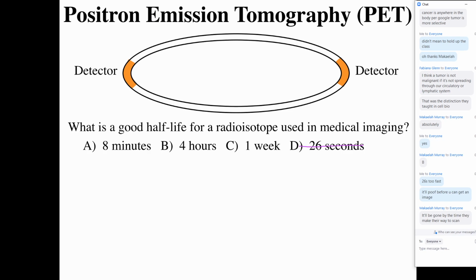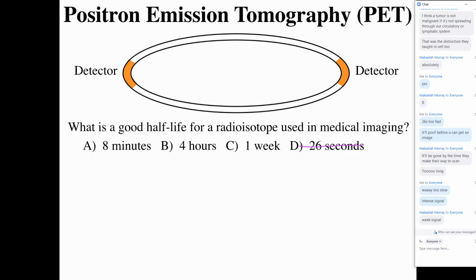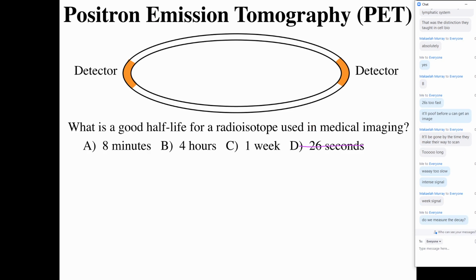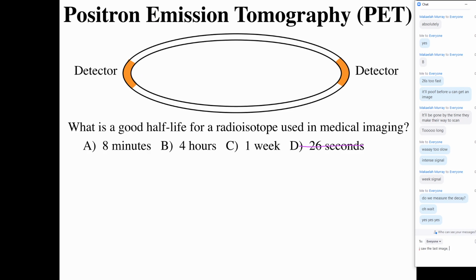So way too fast. What's wrong with a week? Somebody said a week doesn't look good either. Way too slow, because does that mean you get a high or low gamma emission rate? If it takes a full week for half of it to decay, that means you're getting a very intense or very weak signal. You're getting a very weak signal because it is barely decaying. It's taking all that decay and spreading it out over an entire week, which means in a given second, maybe you're getting 1, 2, 3 rays. You're detecting the gamma radiation at the detectors.